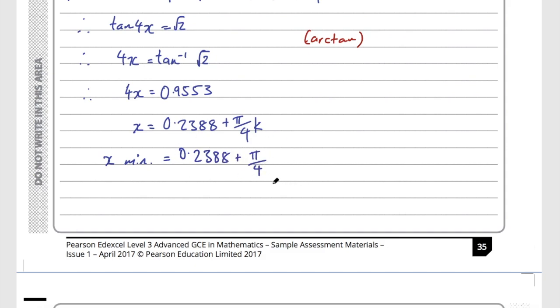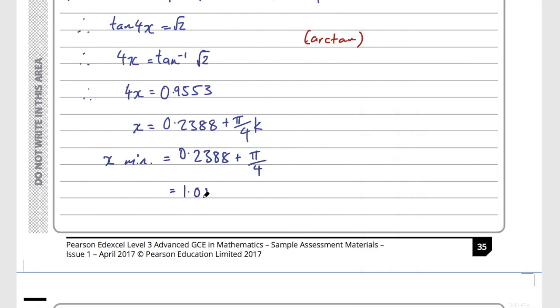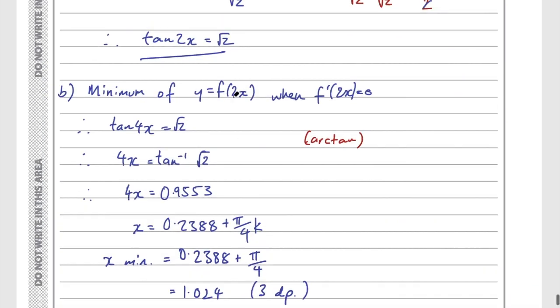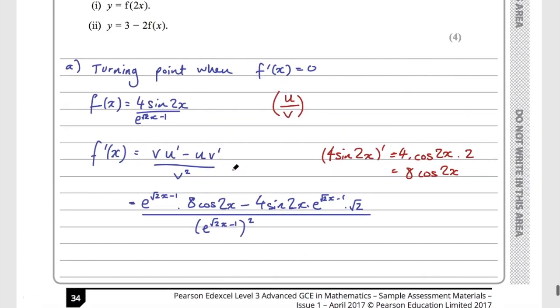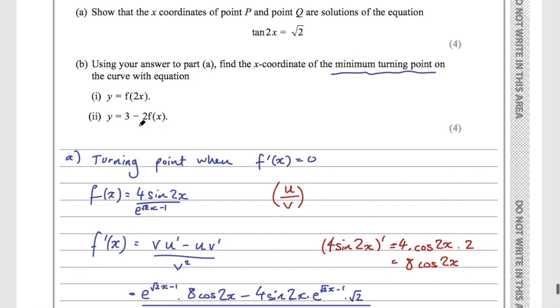So the second turning point, if we put that into a calculator, so take the answer and add pi on 4, and we get 1.024 to 3 decimal places. Okay, so we have the x value of the minimum when y equals f of 2x, and now we need to do y equals 3 minus 2 f of x.